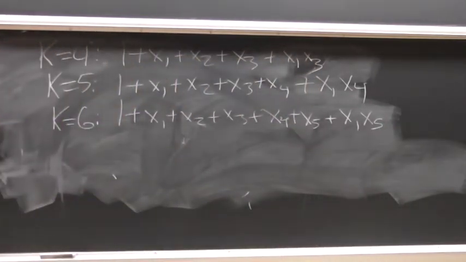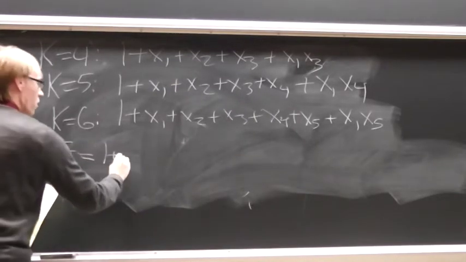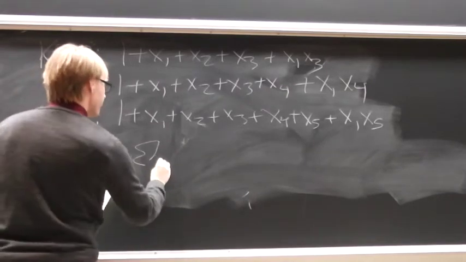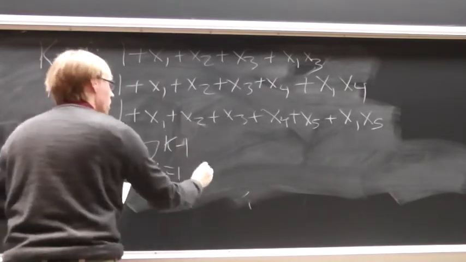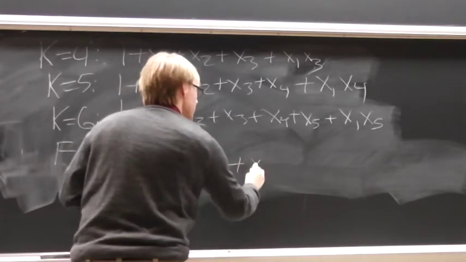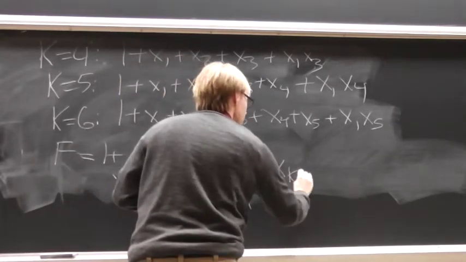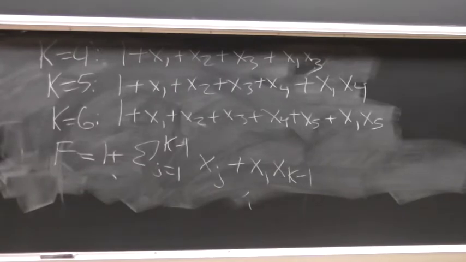And it definitely looks like something's going on here. That we have, more generally, f is 1 plus the sum from j equals 1 to k minus 1 of x sub j plus x sub 1 times x sub k minus 1. And so I was able to prove that using human methods, that for any k that works. I have the proof in case you're interested. That's the new result? Yeah, as far as I know, this is a new result.